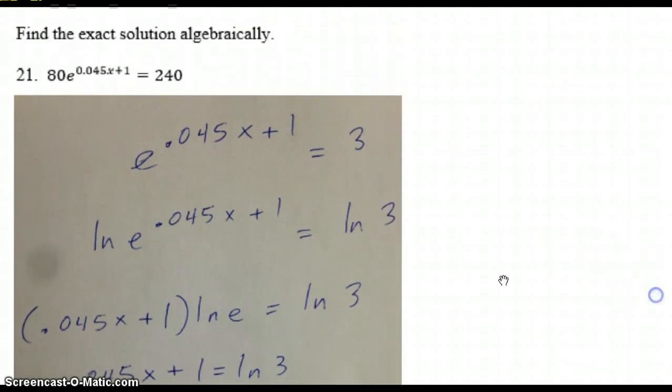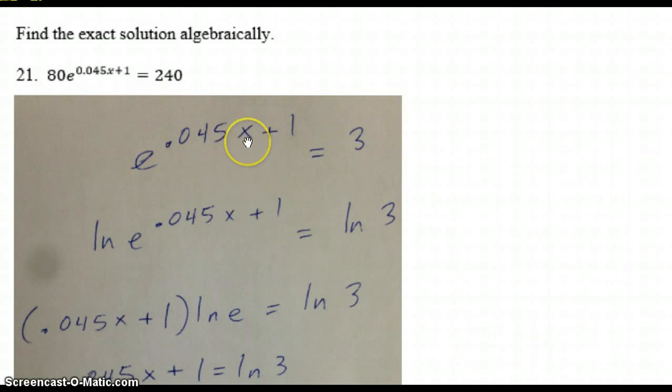Number 21 here. Okay, we have to solve for x. And I want to somehow get to that exponent. And so the first thing I did is I just got rid of the 80. I divided by 80 on both sides. 240 divided by 80 is 3, and then this is making a little bit more sense, a little easier to comprehend.